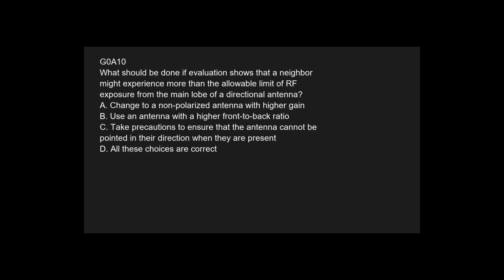And question: what should be done if evaluation shows that a neighbor might experience more than the allowable limit of RF exposure from the main lobe of a directional antenna? The correct answer is C. Take precautions to ensure that the antenna cannot be pointed in their direction when they are present.